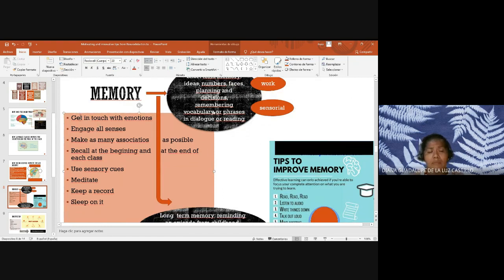What can we do as teachers to help students have a good memory? Okay, number one, we can talk about emotions in the class. We can engage the senses. We can ask students to associate pictures and phrases. We can ask students to recall from the beginning of a class until the end of a class all the words that we've been teaching. We ask them to use sensory cues, and we ask them to meditate.